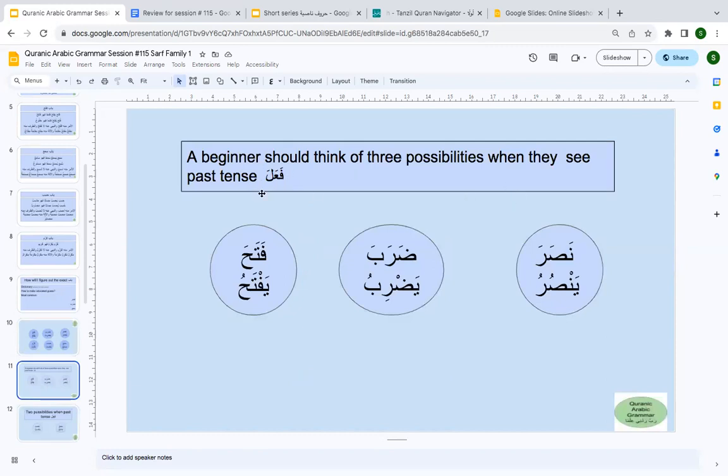When you see a word, as a beginner, there are three possibilities. When you see a past tense that spells like fa'ala, what are the three possibilities? We just did them, and now you have them on the slides again so that it is drilled in your brain. Nasara, daraba, fataha. Babi noon, babi dod, babi fa. So these are the three possibilities that you should think in your brain: this word can be from nasara or daraba or fataha. Okay, is everyone with me so far?